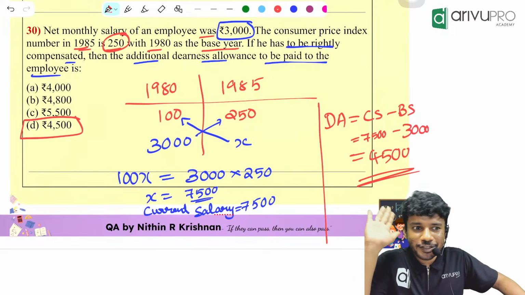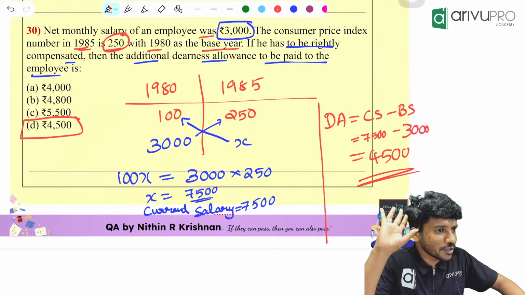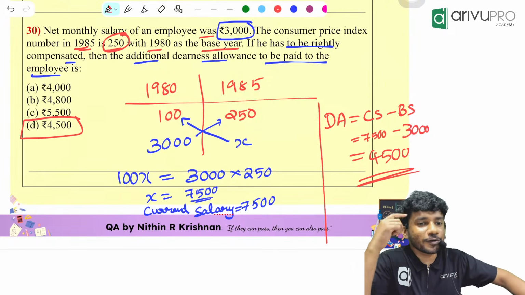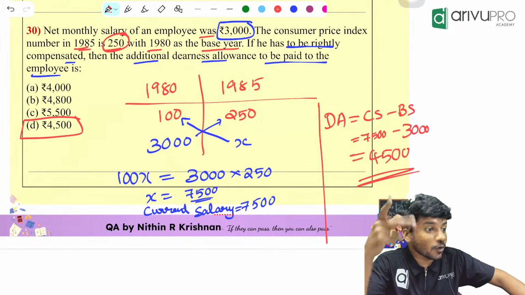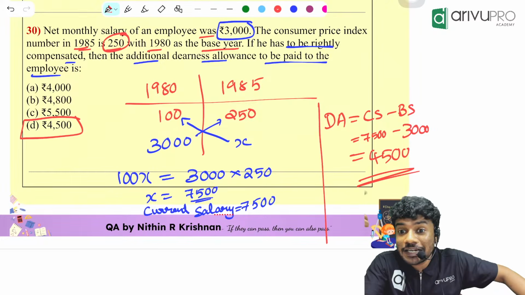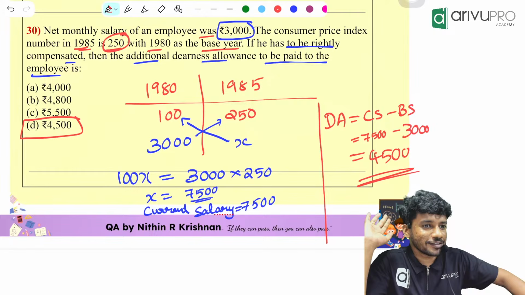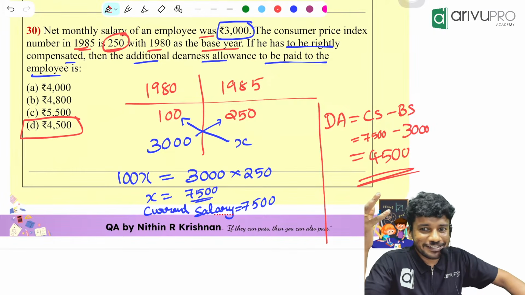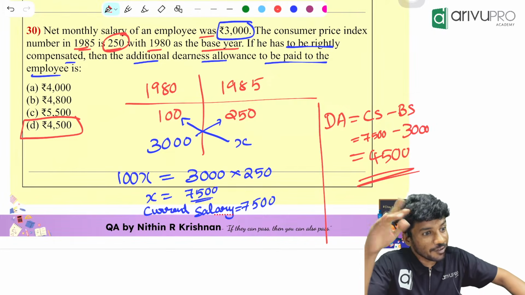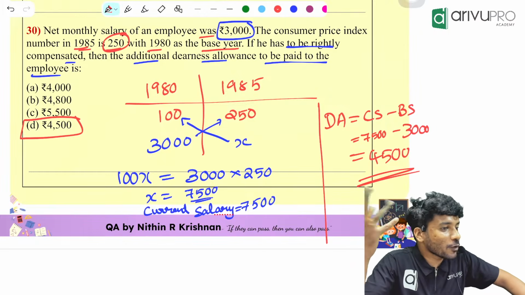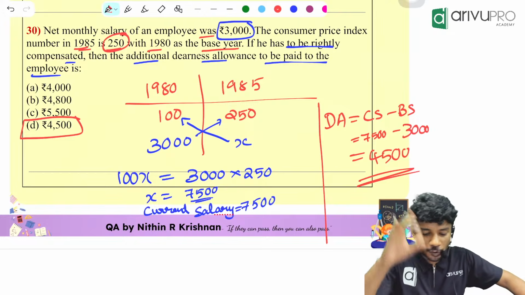Understood the concept? Is it easy to do this way? Yes. And in the nearby future, in around 10 minutes, we will be learning a new concept called real wages. That also I will be teaching you with the shortcut. Formula and all will be there, but we will not be doing that. We will go with the shortcut itself because whatever may be the question, you will be able to answer with this shortcut.